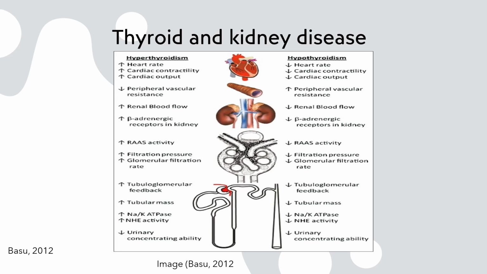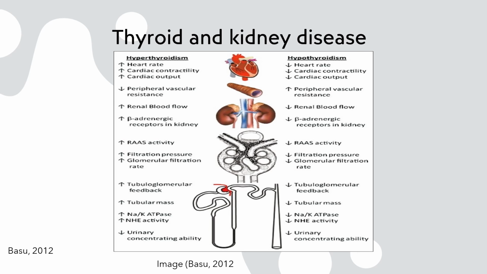So in this figure, you can see thyroid and kidney disease. You can see what the thyroid will do, or what kidney disease will do to functions of the thyroid. So in hyperthyroidism, you have an increased heart rate, an increased cardiac contractility, and increased cardiac output. And in hypothyroidism, and this is all in the heart, you have decreased heart rate, decreased heart contractility, and decreased cardiac output.